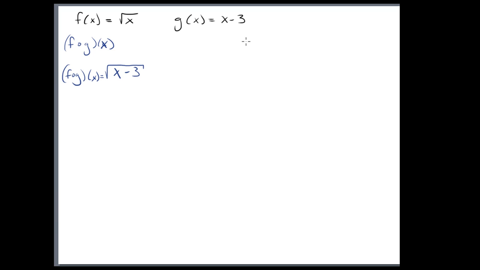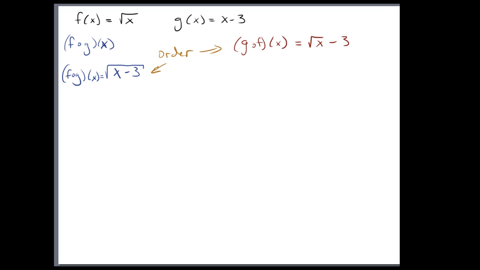Next, I want to find g composed with f of x. I'm going to take f of x, which is the square root of x, and I'm going to apply g to it. G says subtract 3. So I'm going to take the square root of x, and I'm going to subtract 3 from it. And I get g composed with f of x, the square root of x, minus 3. And the difference between the two of them is the order of operations. That's the difference between the two.